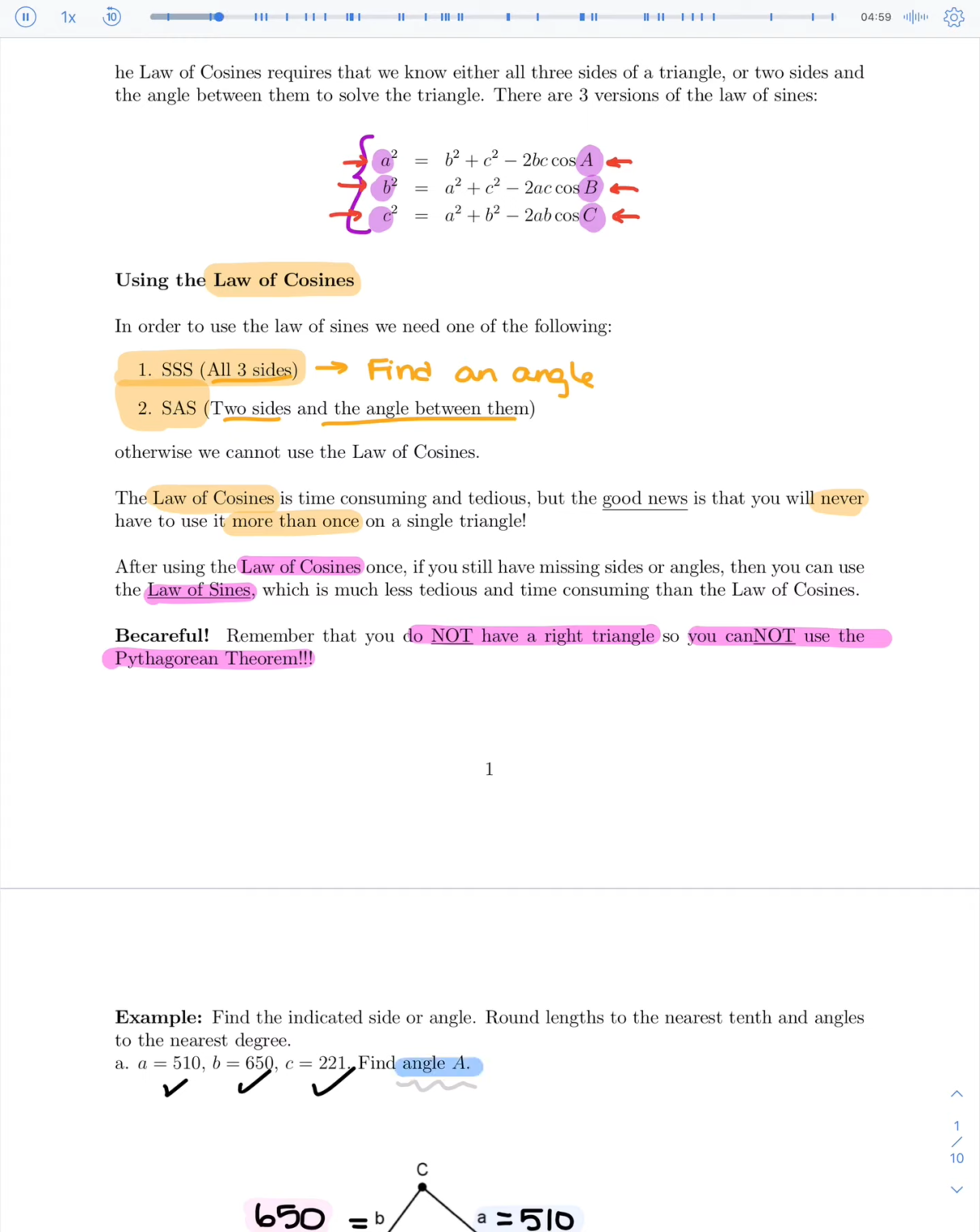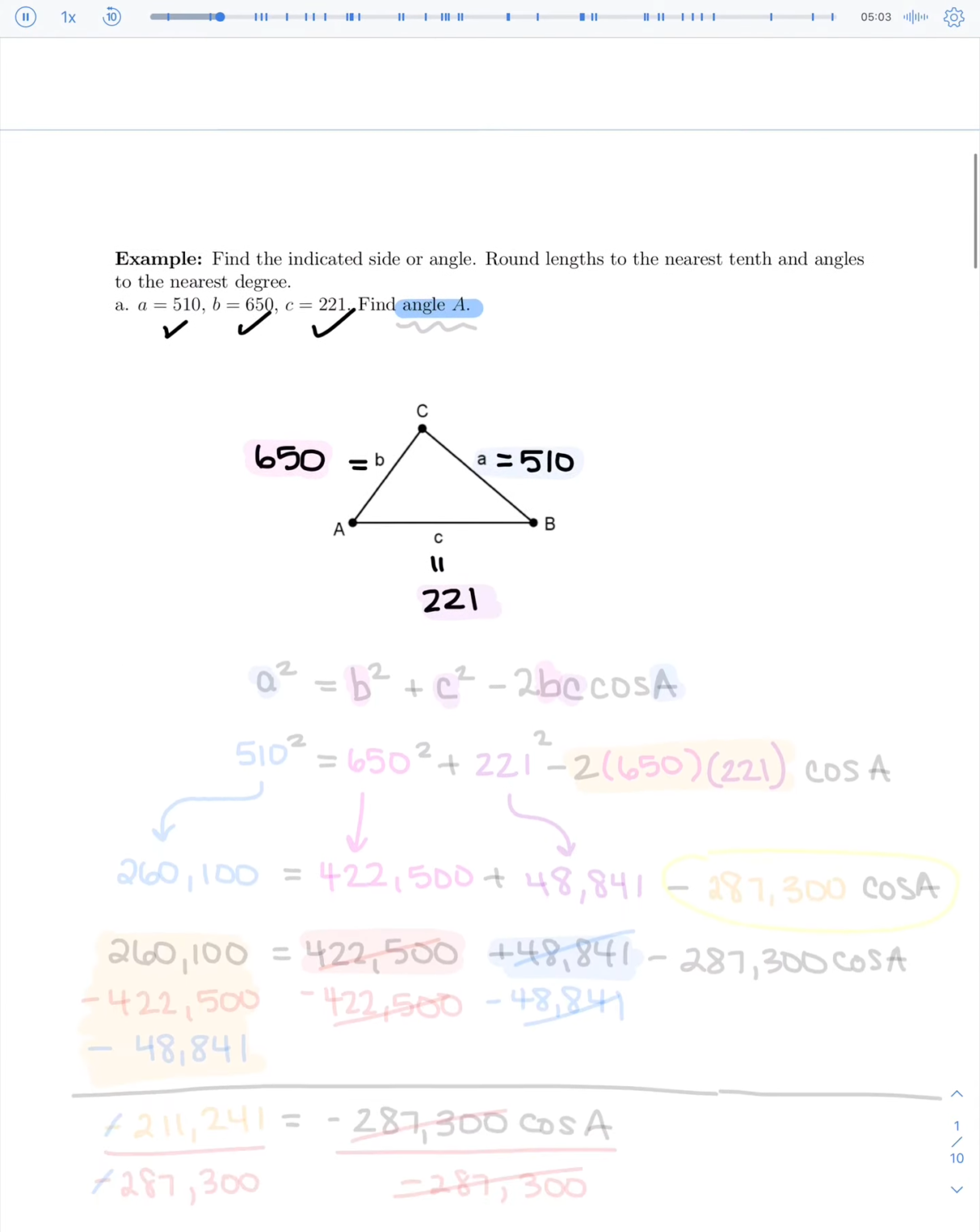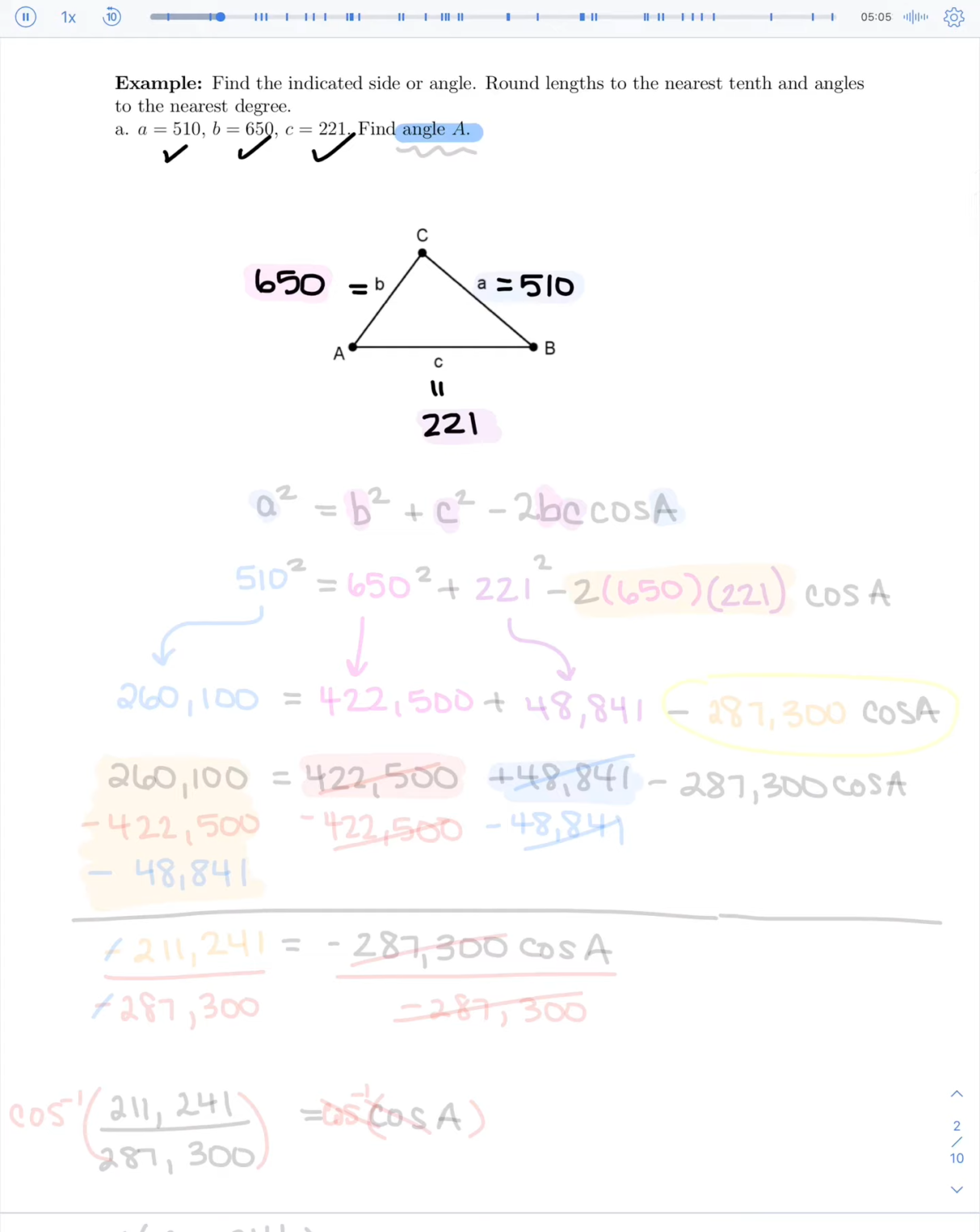So that is our hint, is we've got three sides. When you've got three sides, you know you've got to use the law of cosines. However, I need to use the law of cosines that has us finding angle A. Well, the law of cosines that has us finding angle A means it's going to also start with side A. So the formula we're going to use is the one that starts with side A.